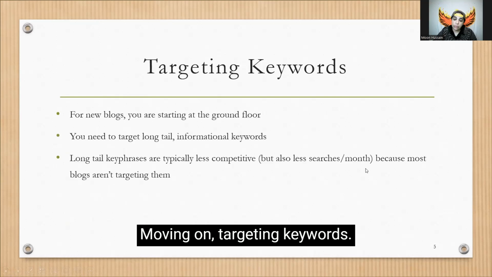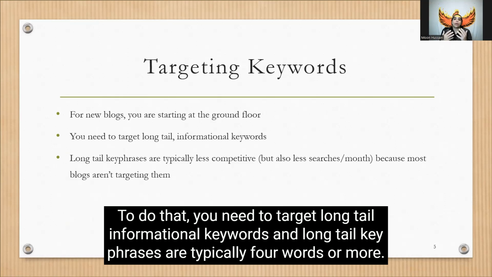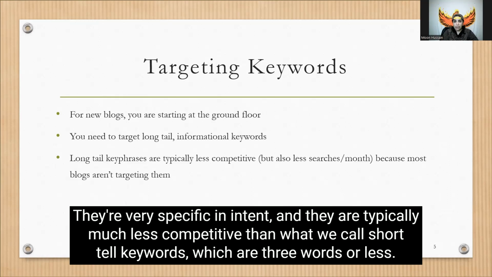Moving on, targeting keywords. Like I was saying in the previous slide, for new blogs, you're starting at the ground floor and you need to build your way up. To do that, you need to target long tail informational keywords. Long tail key phrases are typically 4 words or more. They're very specific in intent, and they are typically much less competitive than what we call short tail keywords, which is 3 words or less.